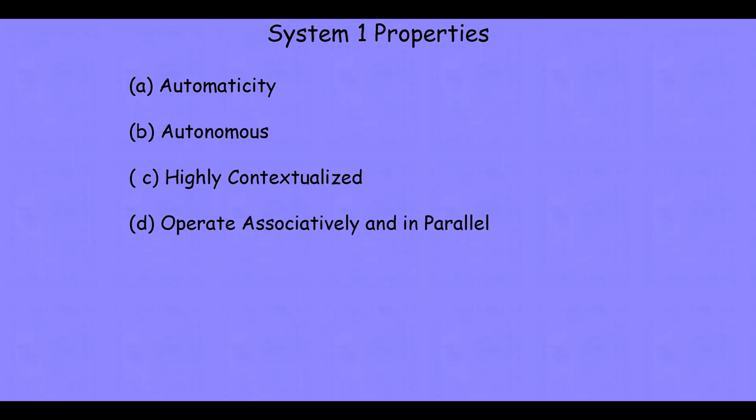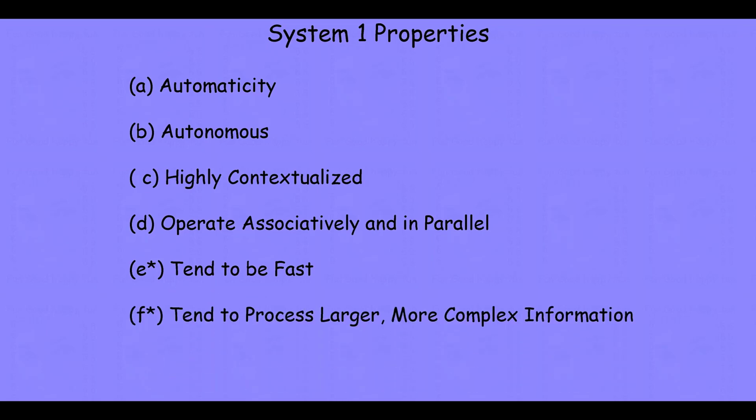System 1 processes operate associatively and in parallel. That is, they tend to leverage associations between content items within a problem, and they tend to process information all at once as opposed to a sequence of processing steps. They tend to be relatively fast in comparison to their System 2 counterparts, and they tend to be capable of processing larger and more complex bodies of information than their System 2 counterparts.